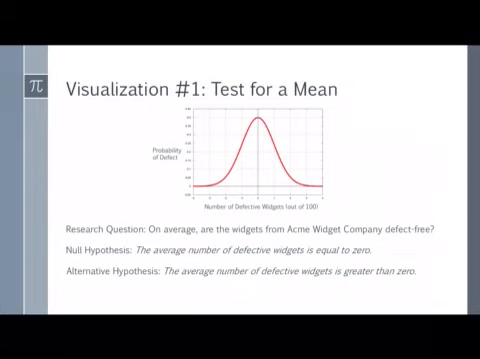We are looking at the research question. On average, are the widgets from the Acme Widget Company defect-free? Our null hypothesis states that the average number of defective widgets is equal to 0. Making our alternative hypothesis, the average number of defective widgets is greater than 0.